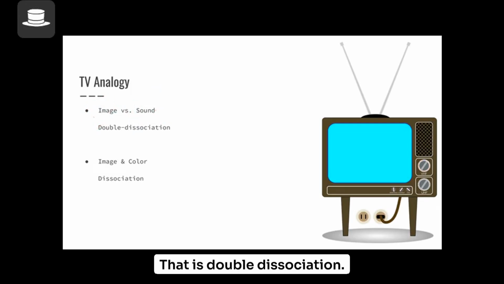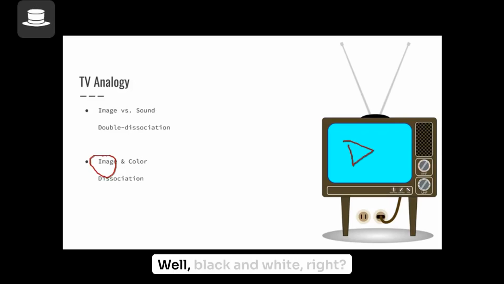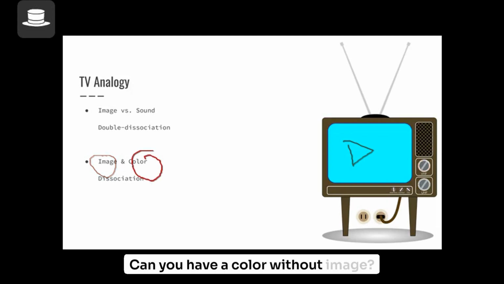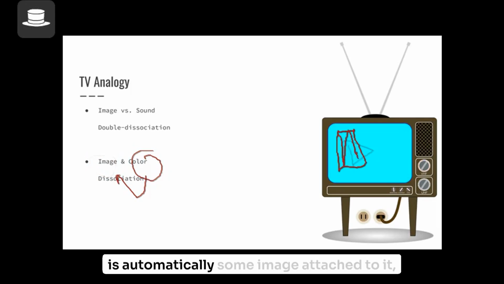That is double dissociation. Single dissociation is, can you have an image, just think of an image on the TV, without color? Well, black and white, right? You can have an image without color. Now think about this one. Can you have a color without image? Well, the moment you have some color, there is automatically some image attached to it, correct? So it's hard to think of color without image.